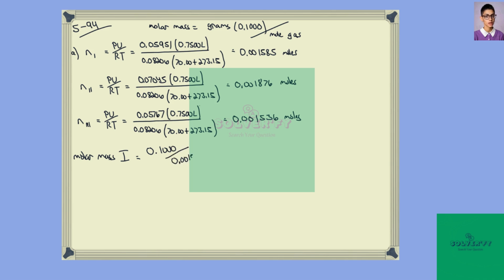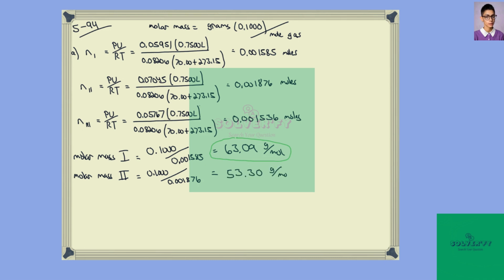And we get a molar mass for the first boron hydride of 63.09 grams per mole. For the second one, we take 0.001876 divided into 0.1 and we get 53.30 grams per mole. And for the third one, we take 0.001536 and divide it into 0.1 and we get 65.10 grams per mole. This is then the answer to just part A, determining the molar masses of the 3 liquids.